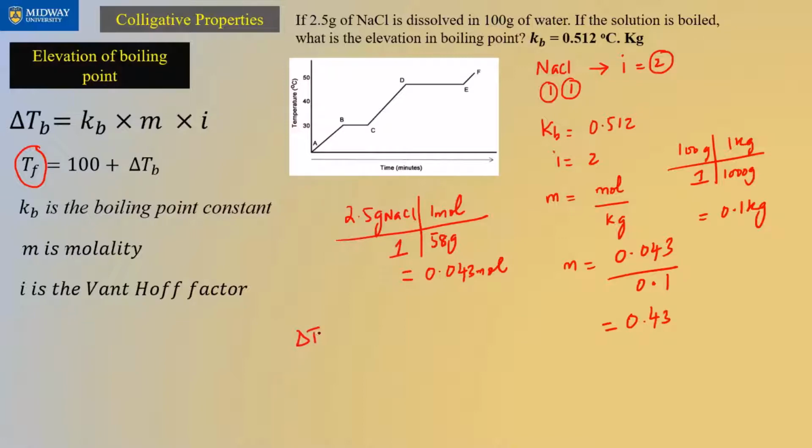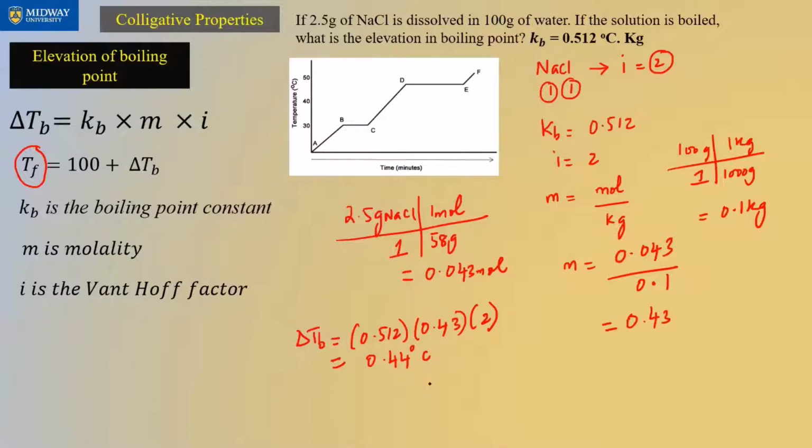So the elevation of boiling point is delta Tb, which is Kb, which is 0.512, times molality, which is 0.43, times i, which is 2. Now, if this were a non-metal-containing compound, it doesn't matter. If it doesn't contain a metal, i is just 1 for the entire compound, okay? So the elevation of boiling point is 0.512 times 0.43 times 2, which is 0.44 degrees Celsius. This is the elevation of boiling point.